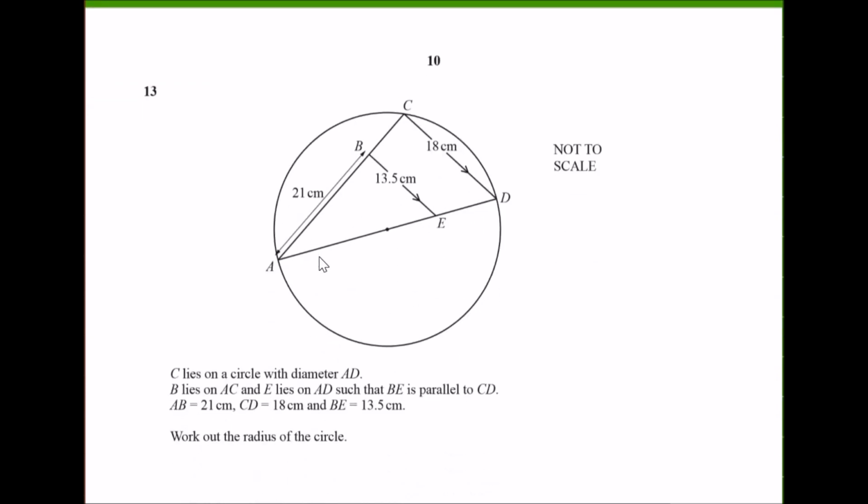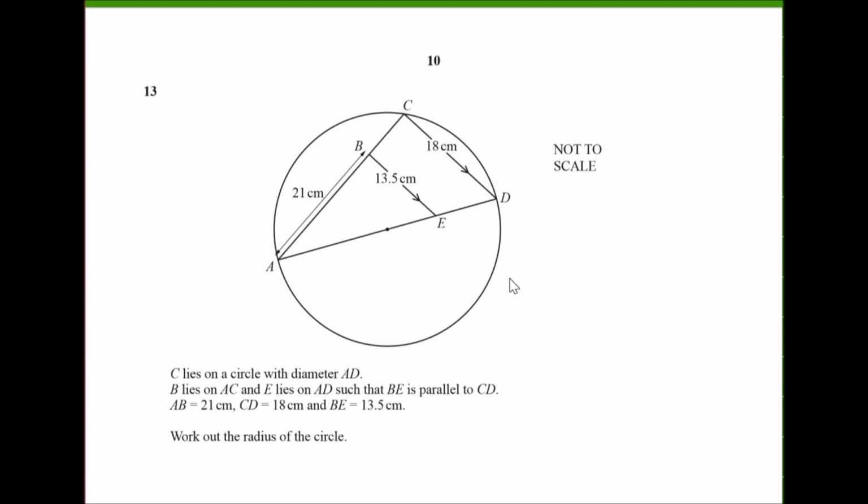Question number 13. So here we have circle. C lies on a circle with diameter AD. B lies on AC and E lies on AD, such that BE is parallel to CD. AB equal to 21 centimeter, CD equal to 18 centimeter, and BE equal to 13.5 centimeter. Work out the radius of the circle.